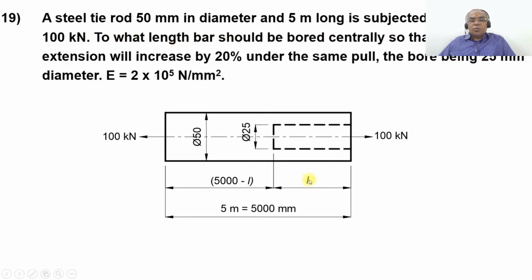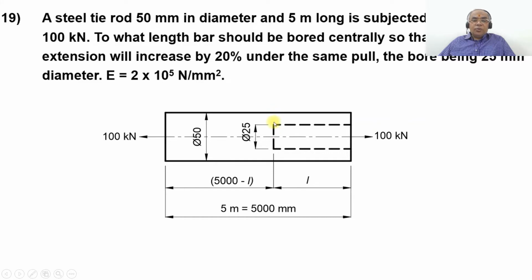So centrally, to what length, that is L, should it be bored so that the total extension will increase by 20%, so 120 by 100, under the same pull. Whatever pull you apply, it is going to be the same pull. The bore being 25 mm diameter, and E is equal to 2 into 10 to the power of 5 Newton per mm square. So this can be considered as two sections.